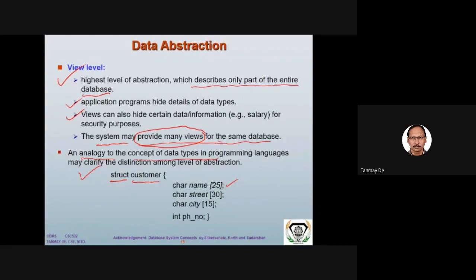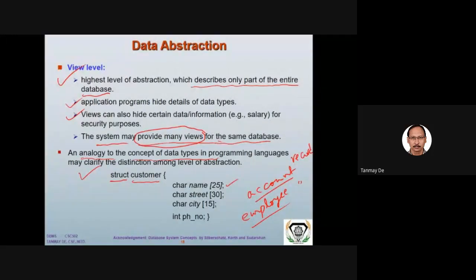If we consider a banking system, not only the customer type of record, there are several other records. Other records may be, for example, the account record, maybe the employee record, and so on. So in this example, the customer record is there, and the account record is there.